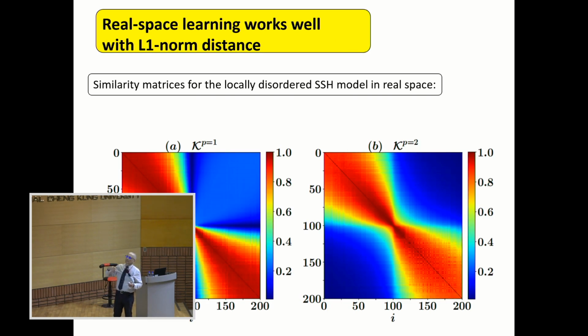And this is the locally disordered SSH model in real space. Again, to choose the right metric, in this case, the L1 metric works better than L2. We did many metrics. This is the one that we found to be the better one.